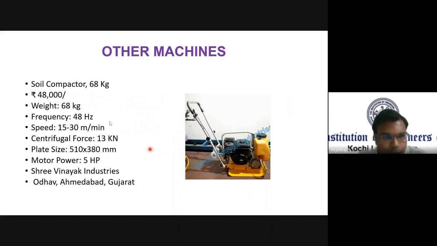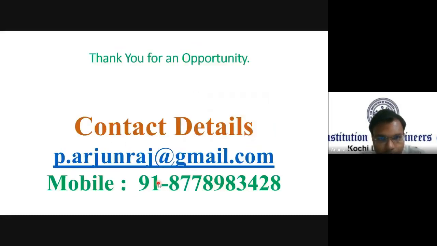These are some other minor plants and machines that you have. Then you can also use this soil compactor having a capacity of 68 kilograms, and you have the plate size and the motor power, and accordingly you can use these machines. Thanks for the opportunity, and I will now show you some videos. I will show videos for about 10 minutes.